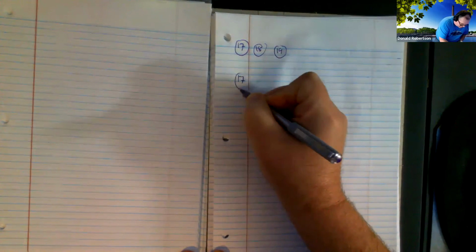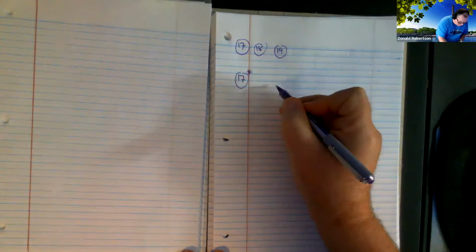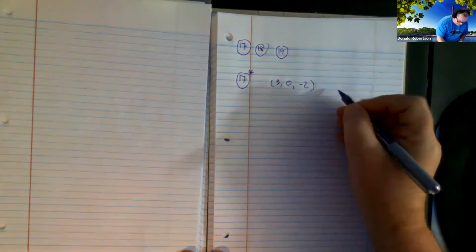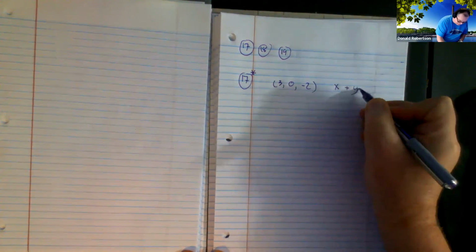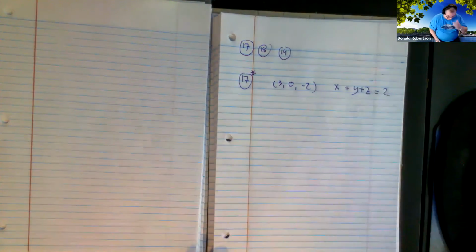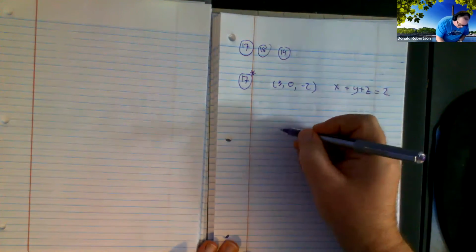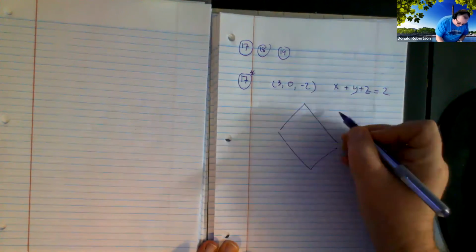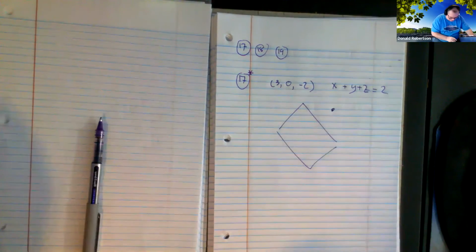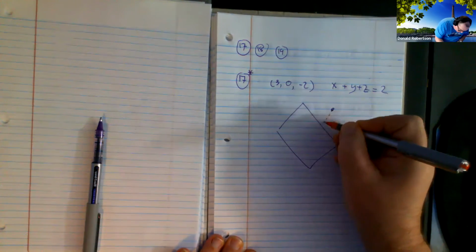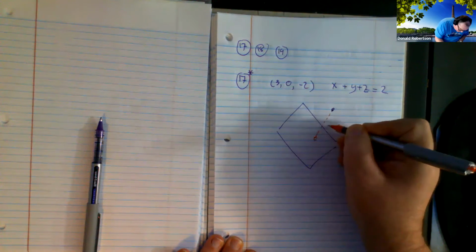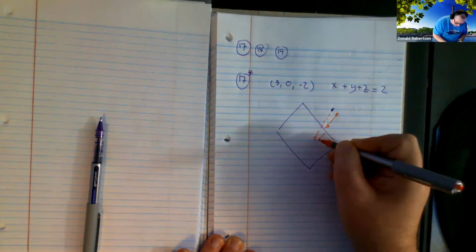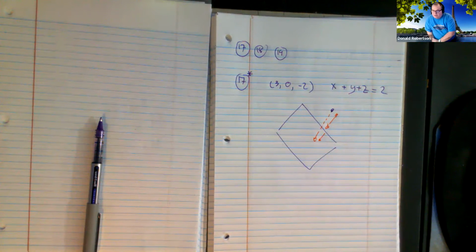So a version of question 17 is that we want to know the shortest distance from this point to the plane x plus y plus z equals 2. Can you imagine this is in 3D and this is the point? If you were trying to find the shortest distance, it would basically be this guy here, and I'll call it D. Agreed? So our job is to find the shortest distance to the plane.